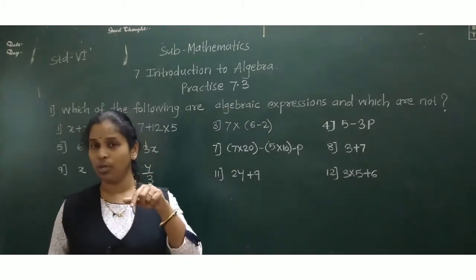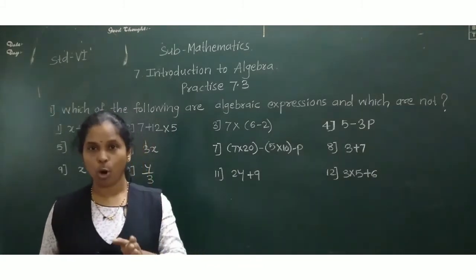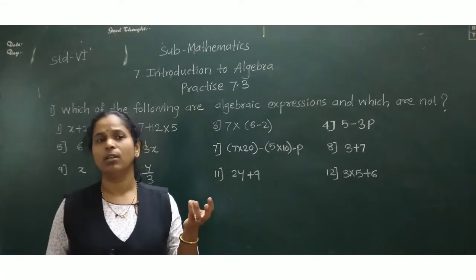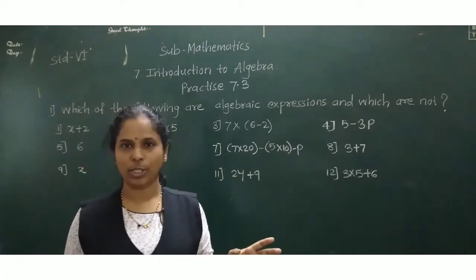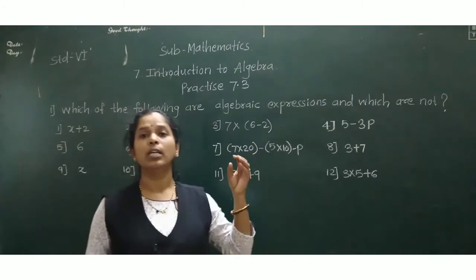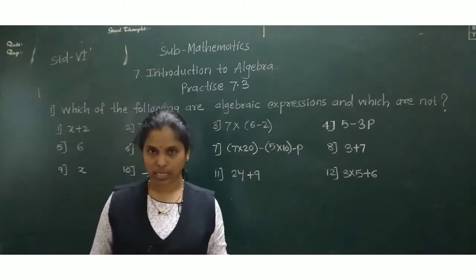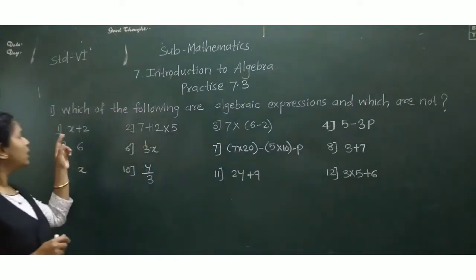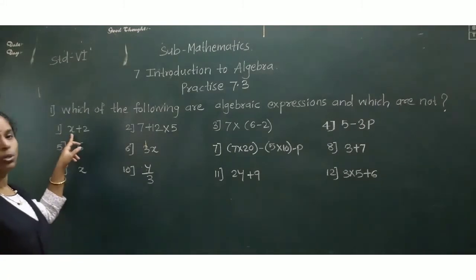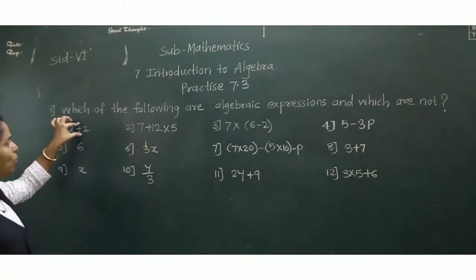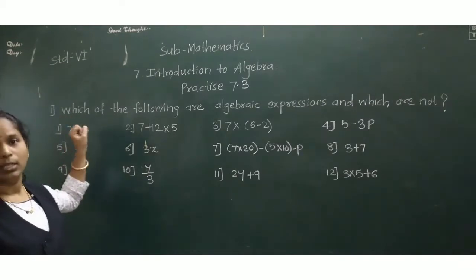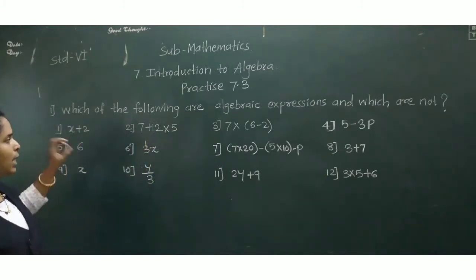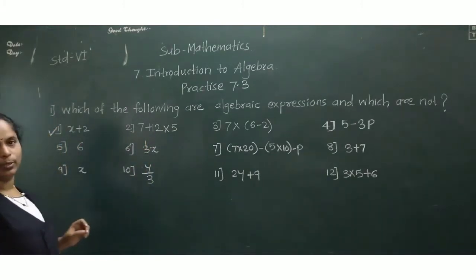See students, in the beginning I told you, when we use symbols along with numbers, with certain operations, meaning addition, division, multiplication or subtraction, if letters along with the numbers are there, then it forms an algebraic expression. Now see here, x plus 2. Here a letter is used, an operation is also there, and a number. That means a variable is there, a constant is there. So we can say yes, this is an algebraic expression.